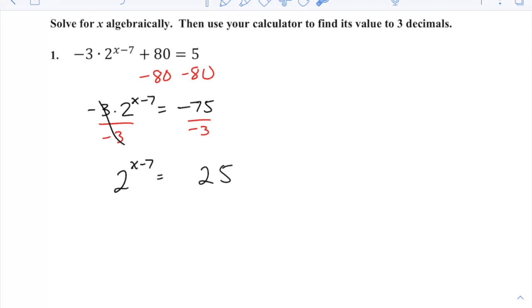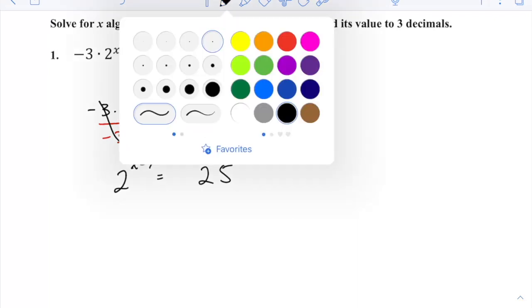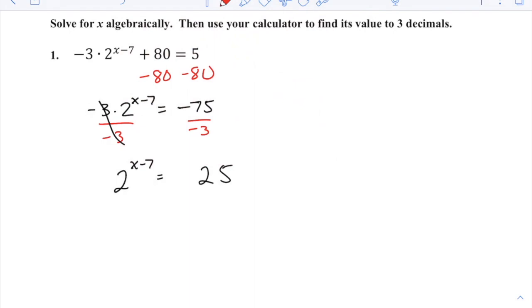And so what I'm going to do is I'm going to basically take a logarithm of each side, kind of how I divided both sides by negative 3 or subtracted 80 from each side. I'm going to take a log of each side, and one way to go about this is, if you're dealing with base 2, that's 2 to the x minus 7, then that's the log you want to use. I'll do log base 2 of each side.